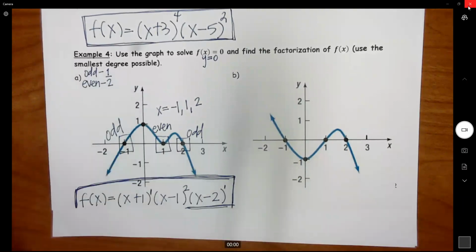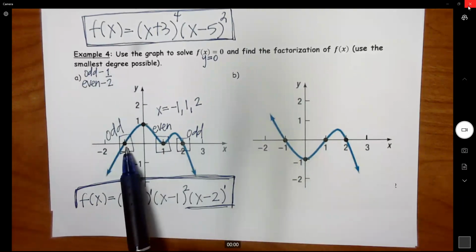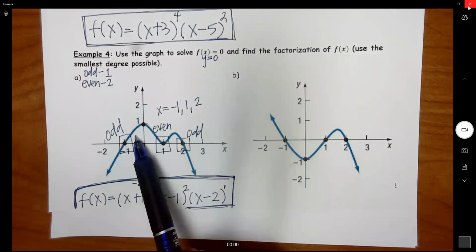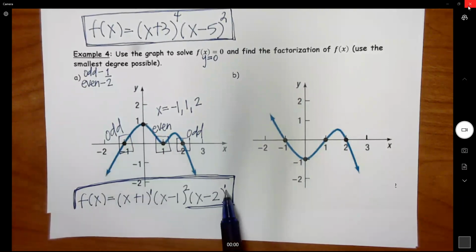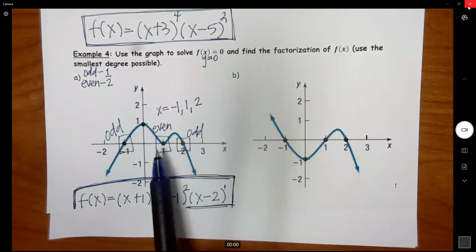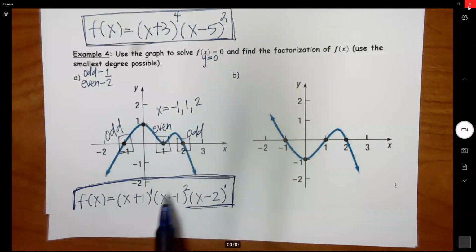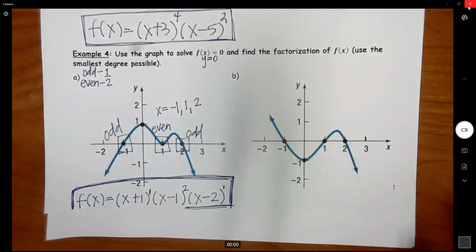It wants you to use the smallest degree possible because I don't really know what this is. This could be cubed. This could be to the 5th. This could be to the 7th. It could keep going forever. And so we're just going to label it with the smallest degree possible, which is going to be 1 in this one. And same thing with your evens, right? This could be squared. This could be to the 4th. This could be to the 6th. I don't really know. And so it's going to want just 1s and 2s here, just because we don't know just by looking at this.